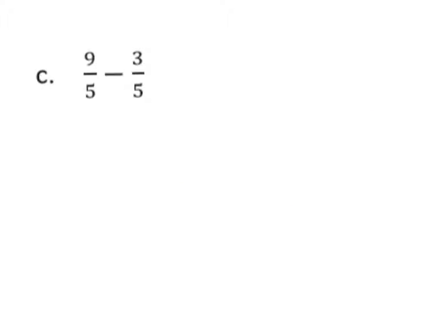Let's look at letter C, 9/5 minus 3/5. Find the difference. Pause the video while you work and replay when you are ready to check your answer. 9/5 minus 3/5 is 6/5.